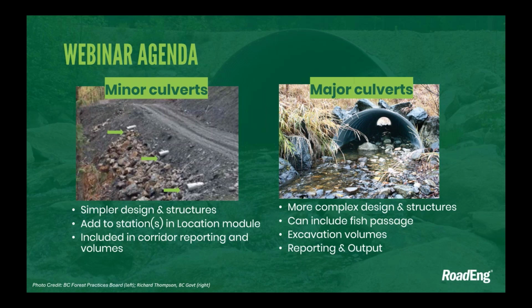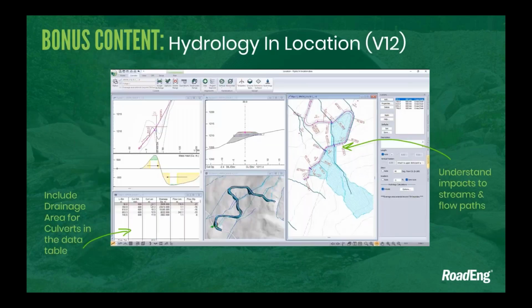Following these two segments of the webinar, we'll move into a little bit of Q&A, and then we're also going to do some bonus content, assuming we've got some time. We're going to be taking a look at what's coming down the pipe in terms of being able to design culverts a little bit easier, especially those minor culverts, by leveraging hydrology inside of the location module. This is a version 12 feature. We're going to sneak preview it here at the end of the webinar following the Q&A, so make sure to hang out with us for the full thing.